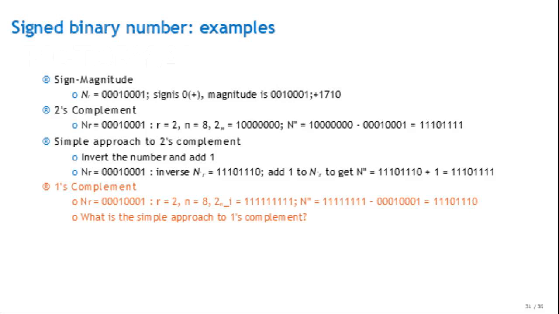In 1's complement, n_r equals 00010001, r equals 2, n equals 8. z_r equals 11111111. The 1's complement of n_r equals 11111111 minus 00010001, which equals 11101110. What is the simple approach to 1's complement?